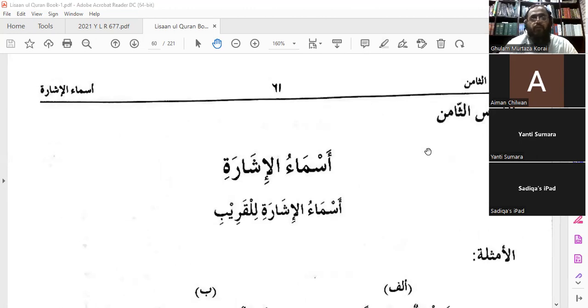Okay, now please tell me about al-asma'ul isharati lil ba'id. Yes, Sister Rida, do you know them? Yes, sir. Please. Do you remember, or you can see from your book? Yes, I remember. Ismul Ishara Al-Ba'id. Yes. Zalika. Okay. Zalika, Zainika.